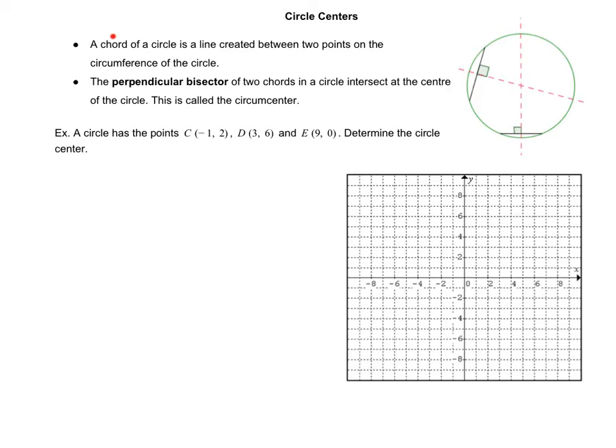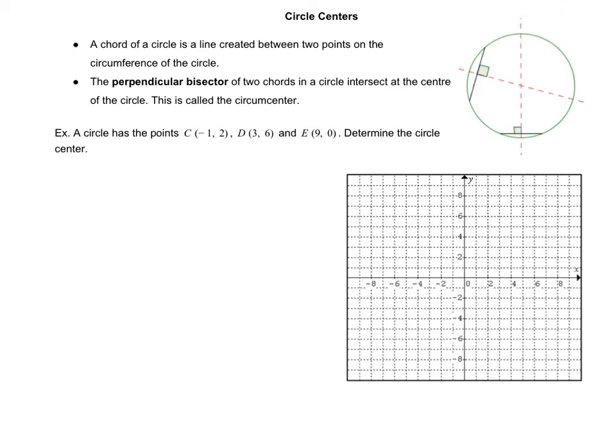a chord. The chord of a circle is created between 2 points on the circumference of the circle. So if you look at the diagram, you have 2 points here on your circle, and if you connect those 2 points, that is a chord. Down here, that's another chord.